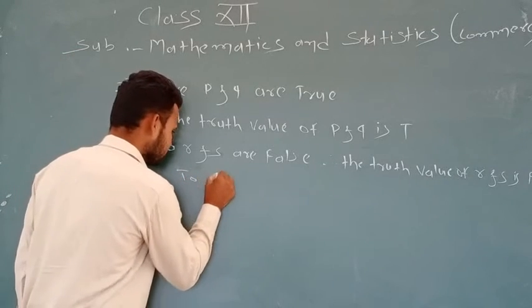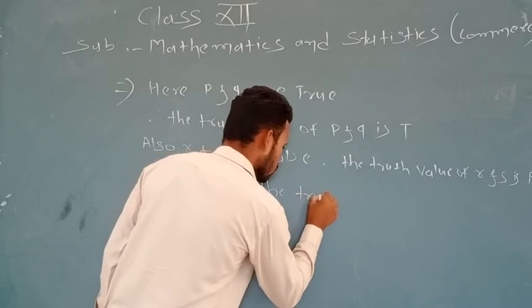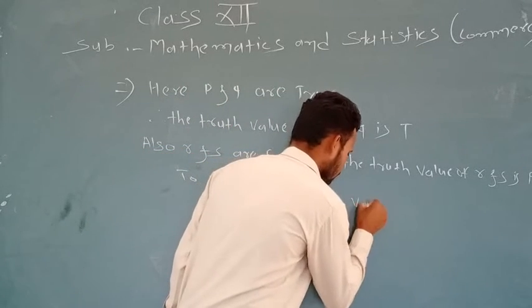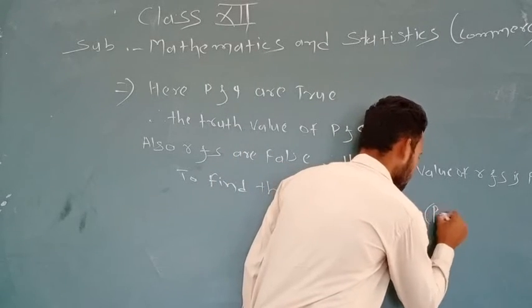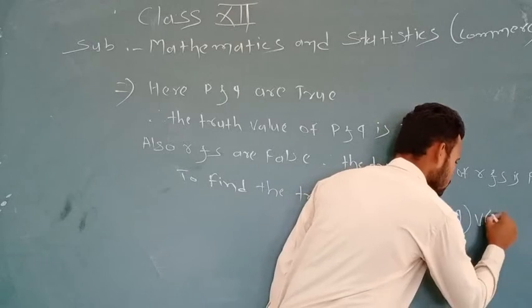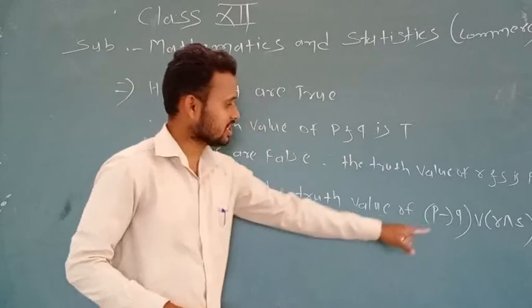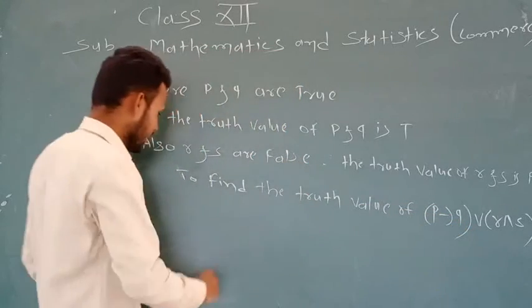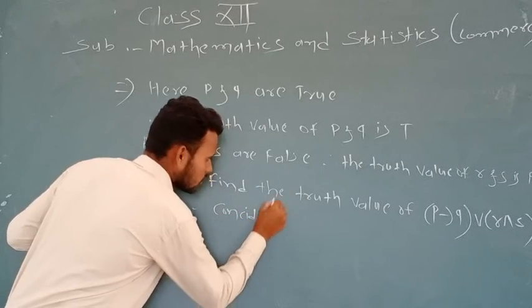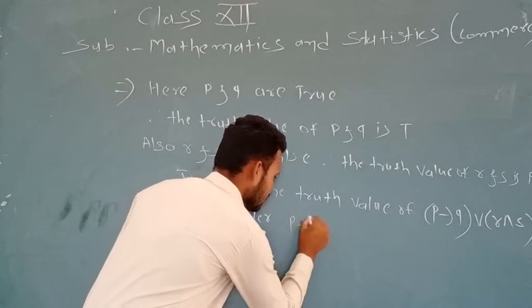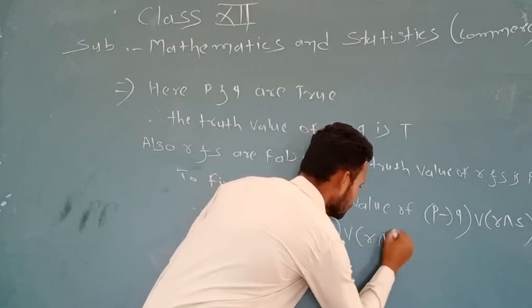Next, to find the truth value of P implies Q, join with R meet S. We have to find the truth value. Therefore directly consider this statement. Therefore next line, consider this statement: P implies Q, join with R meet S.